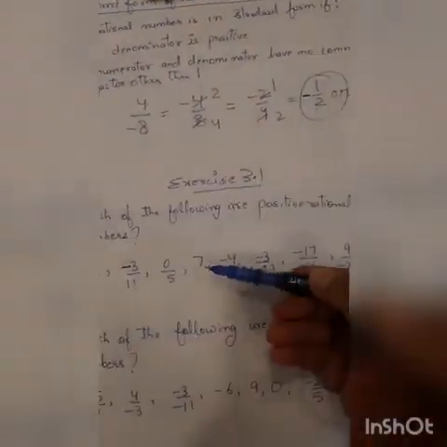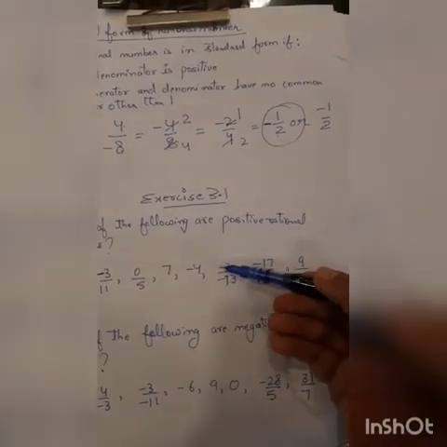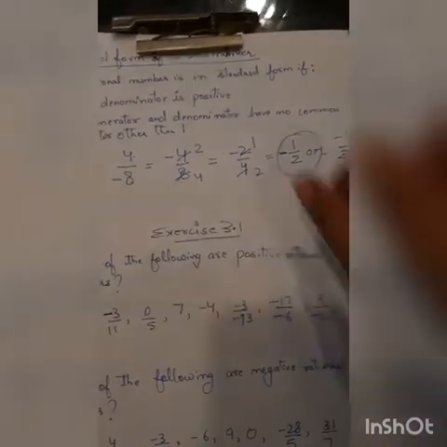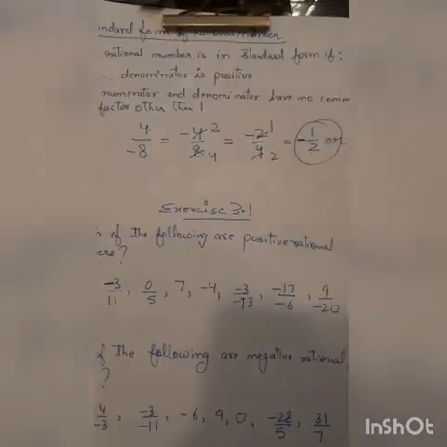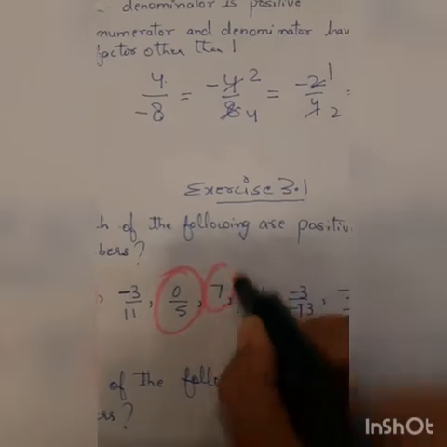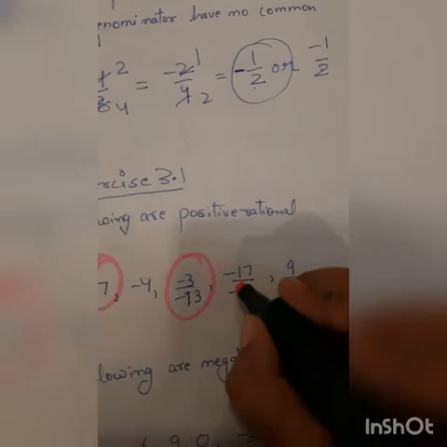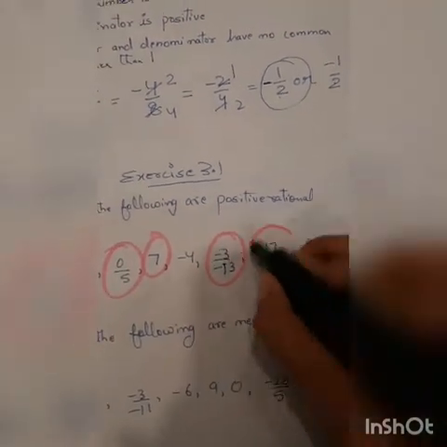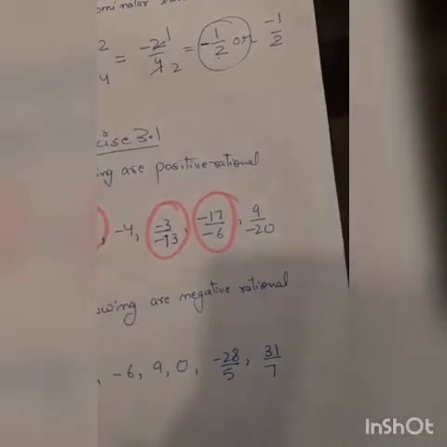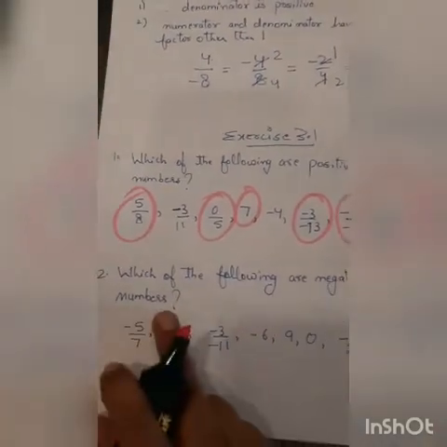So let's see 7. 7 is also a positive rational number. Minus 4 is not a positive rational number. Minus 3 upon minus 13 is a positive rational number, because minus will cut with minus. So I will just circle out the positive rational numbers: 5 by 8, 0 by 5, 7, minus 3 upon minus 13. What about this? Both have the same sign. It will cut. It means it is a positive rational number. What about this? If one of the numerator or denominator has a negative sign, it means it is not a positive rational number.